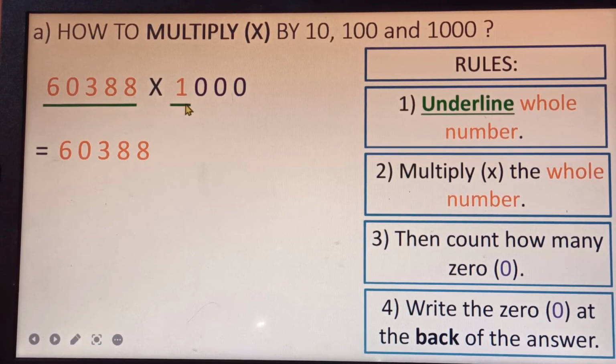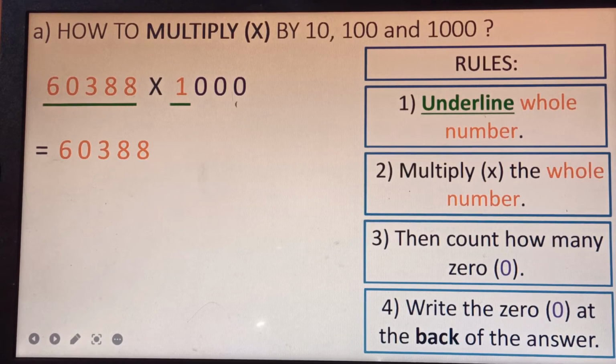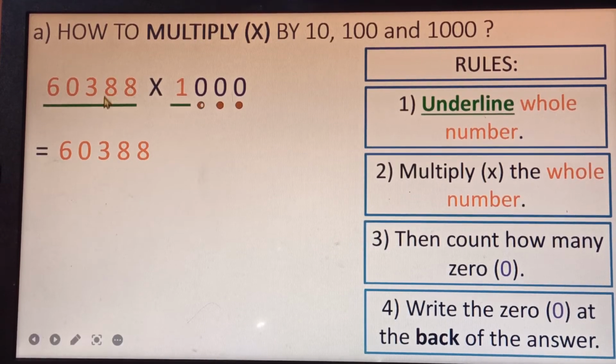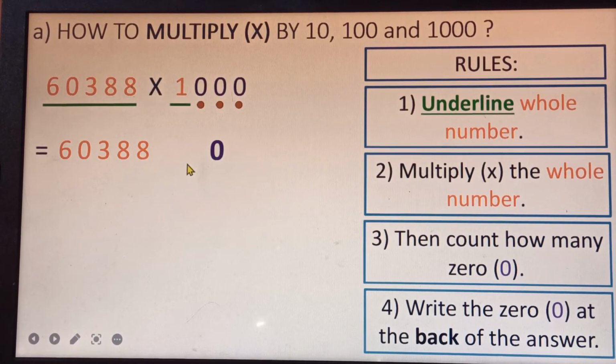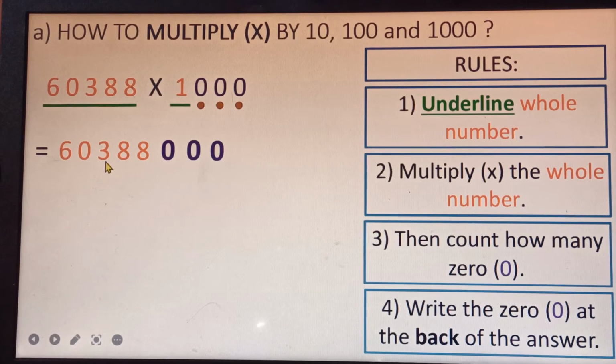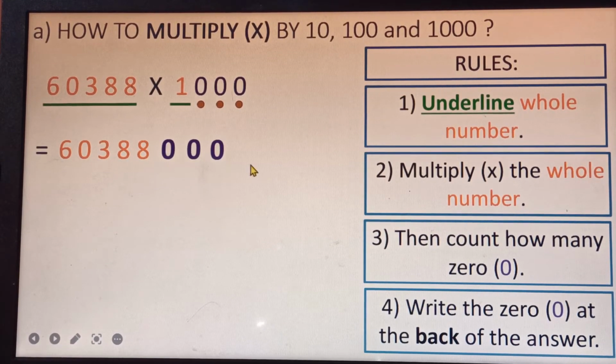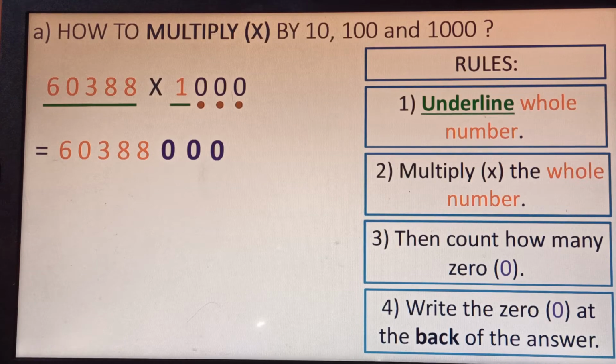So kali dengan 1 kan senang. And how many zeros should we count? Let's see. 1, 2, and 3. Is there any zero beside here? No zero to be count. So there are 3 0 to be write down at the back of the answer. Alright. So the answer is 60,388,000 is the answer.